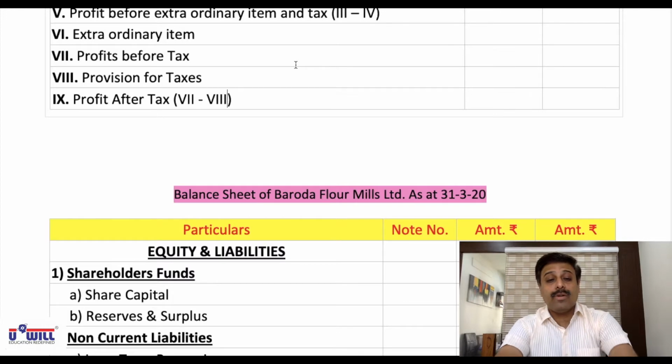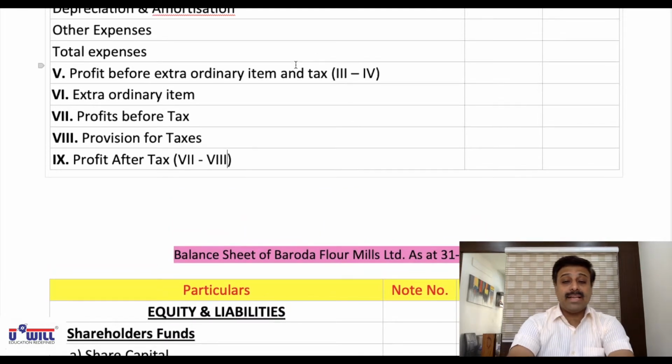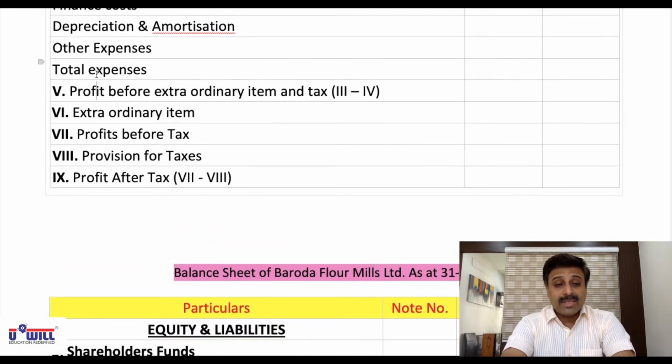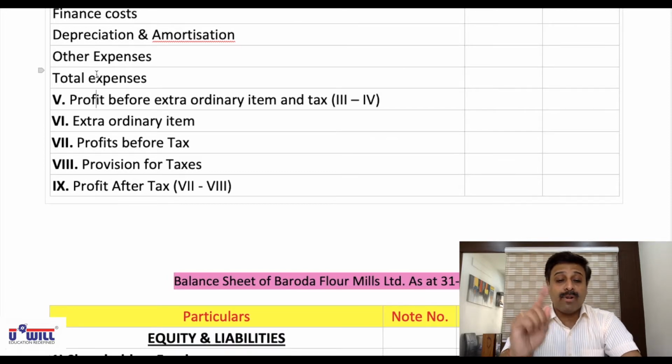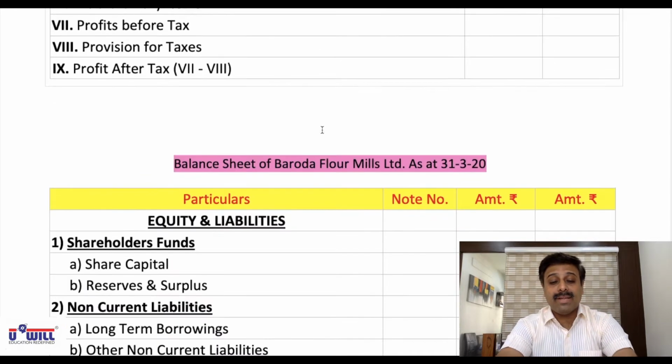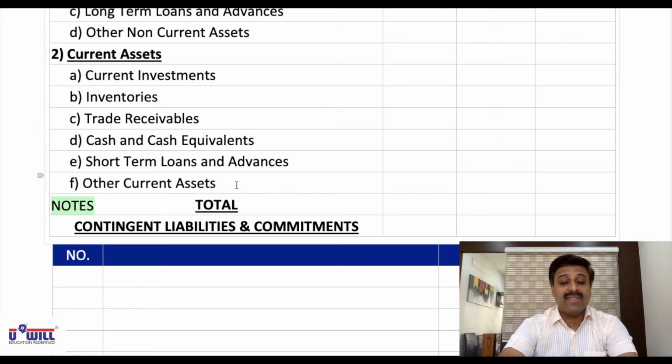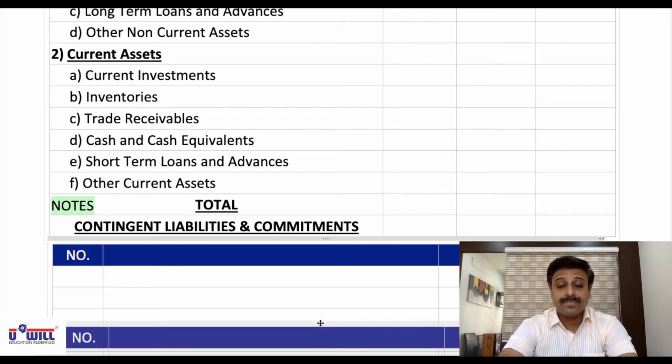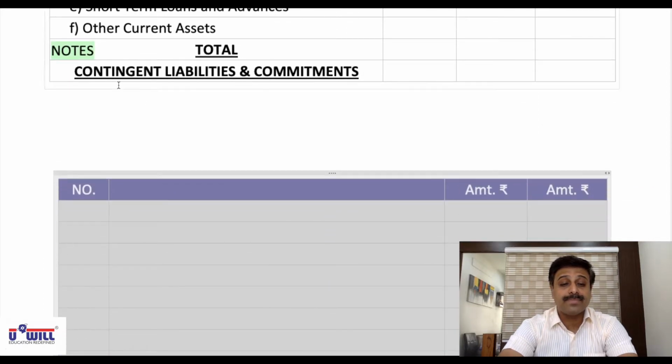Okay, so all of you make these columns when you make this P&L statement. After expenses, don't write profit before tax, write profit before extraordinary items and tax. Then you write extraordinary items, then you write profit before tax, then you write provision for tax, and then you write profit after tax. Okay, and the balance sheet format remains exactly the same. So make the formats, then we'll make the notes. Everyone make it fast. Pause the video and make the formats.